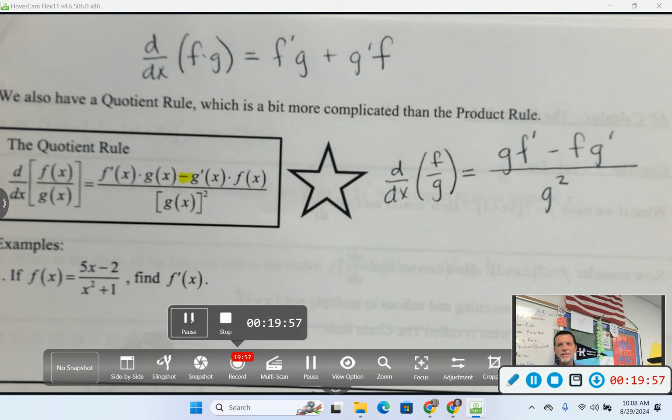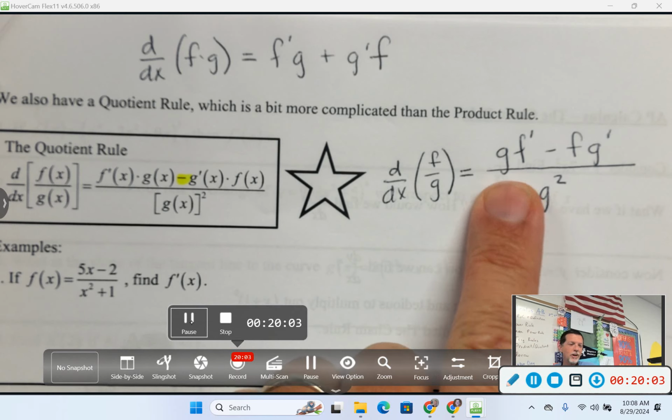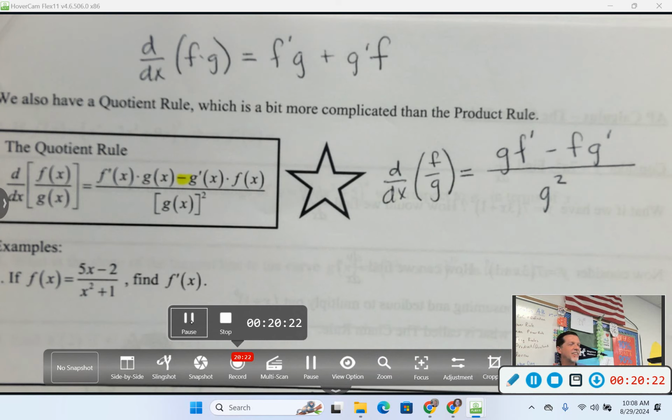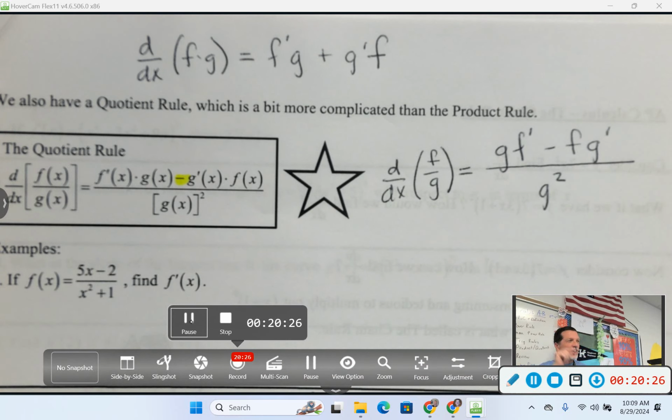It's probably sexist to say it, but if you want your relationships to work, it's the same thing as making the quotient rule work. You have to keep the GF first, right? And that's why the girls remember this rule better than the guys. Sorry, guys. That's the silly, dumb way to remember which one comes first: GF prime minus FG prime over G squared.